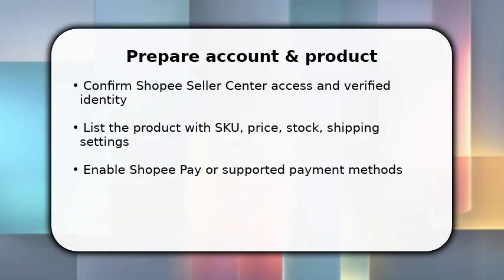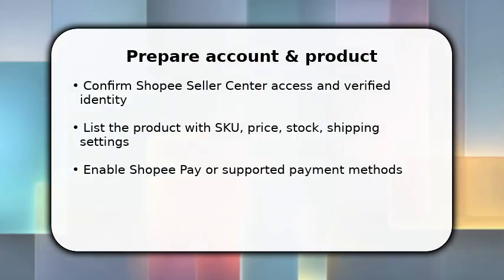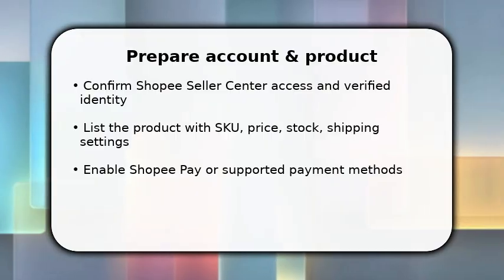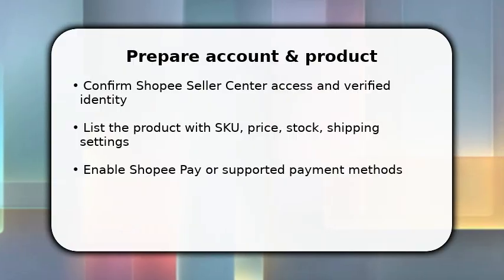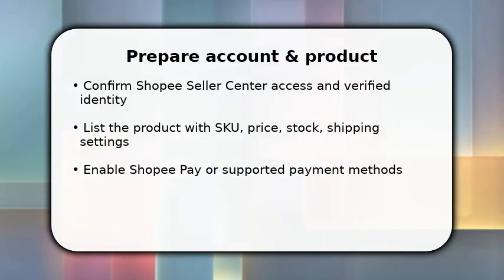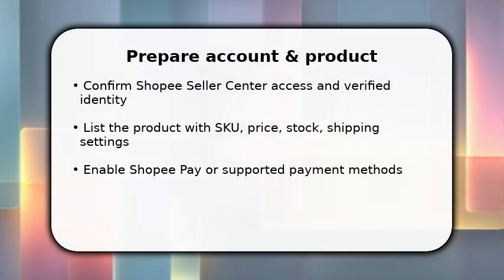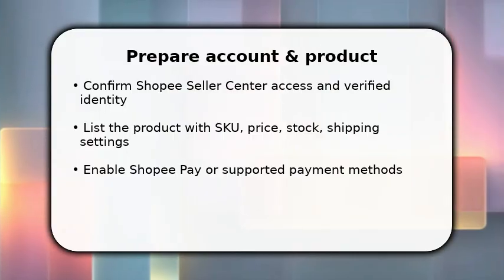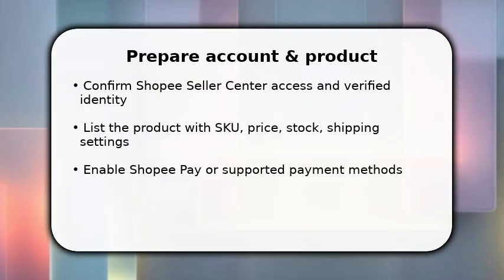You start by ensuring you have Seller Center access and your product is live. This is essential because checkout links point to active listings. Once the listing has SKU, price, stock, and shipping set, make sure payments like Shopee Pay are enabled so buyers can complete checkout. Next, open Seller Center or the app Seller Tools and locate the product ID. This ID is the anchor for your checkout link.